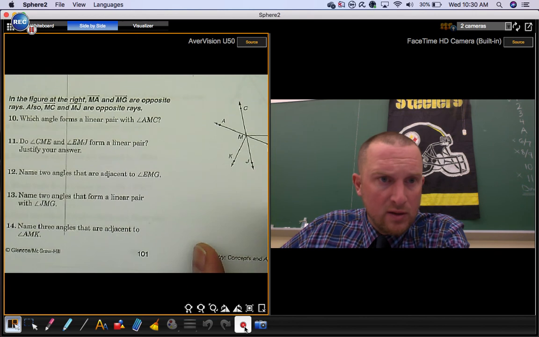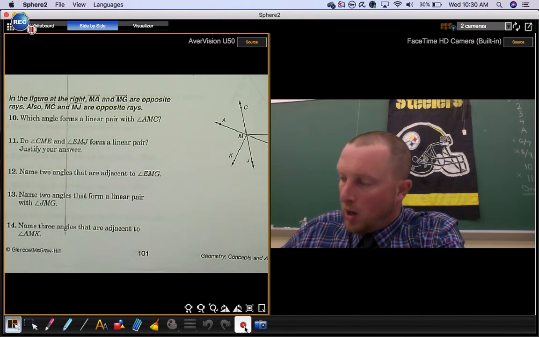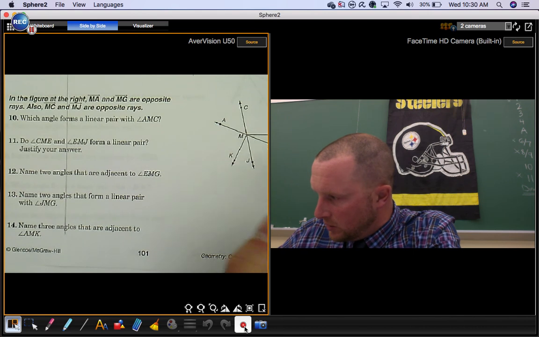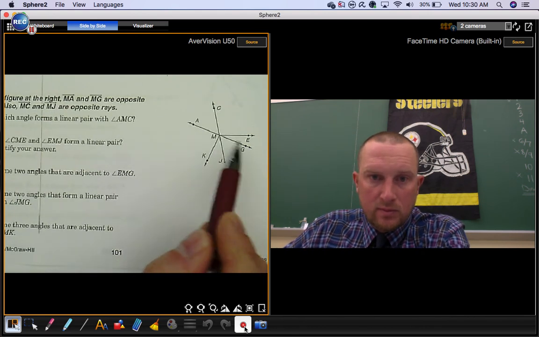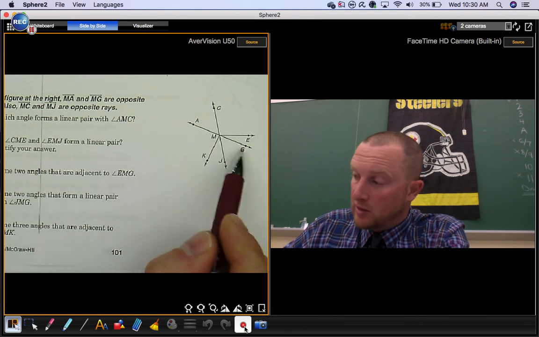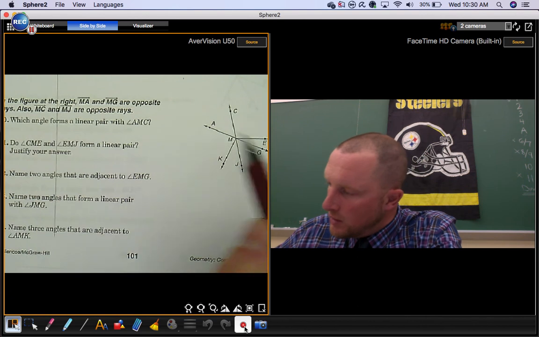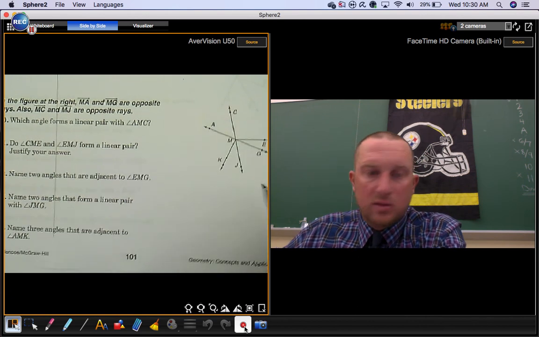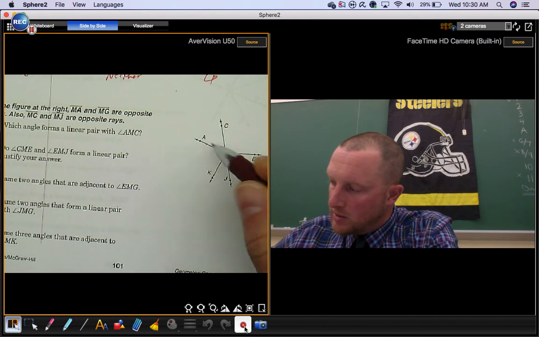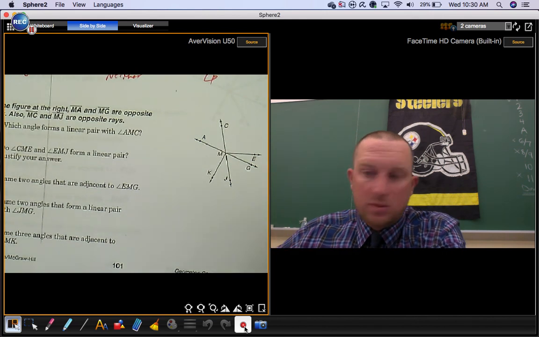Okay, bottom part. In the figure to the right, ray MA and ray MG are opposite rays. So what that's telling you is this is a line. It looks like a line. They're telling you they're opposite rays, so that is a line. Also, ray MC and ray MJ are opposite rays. So we actually have 2 lines here. So obviously there's going to be some linear pairs.